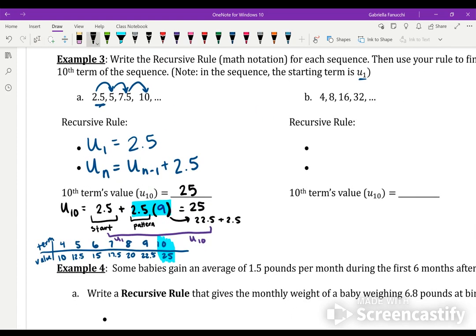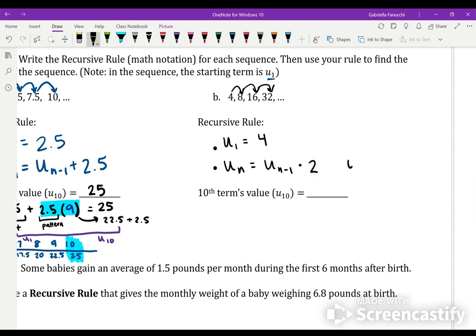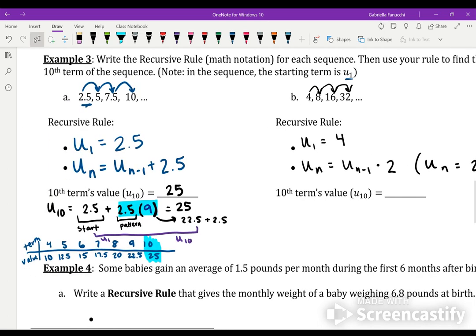So we have 4, then we go 8, then 16, then 32. Well, I know my u sub 1 is going to be equal to my first term, which is 4. What is my pattern here? I'm not adding the same thing, I'm not subtracting the same thing, I'm multiplying by 2. So u sub n is equal to u sub n minus 1 times 2. You could have the 2 at the front if you like, or you can put the little dot for multiplication. It's the same thing.